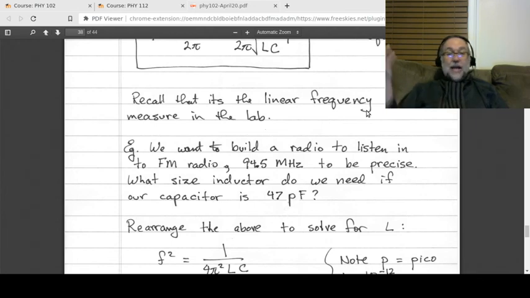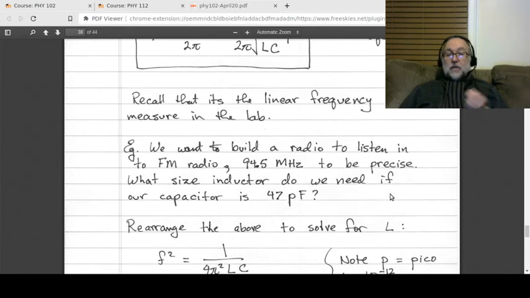You're going to get a resonance, and that's what a radio is. An LC circuit is the simplest possible radio. If you're interested in this sort of stuff, you can actually look up how to build crystal radios. Okay, they're basically LC circuits. Okay, so that's my question here. We want to build a radio to listen to FM radio. Okay, and in particular, we want to listen to 94.5 megahertz. Okay, so that's what we want to tune into.